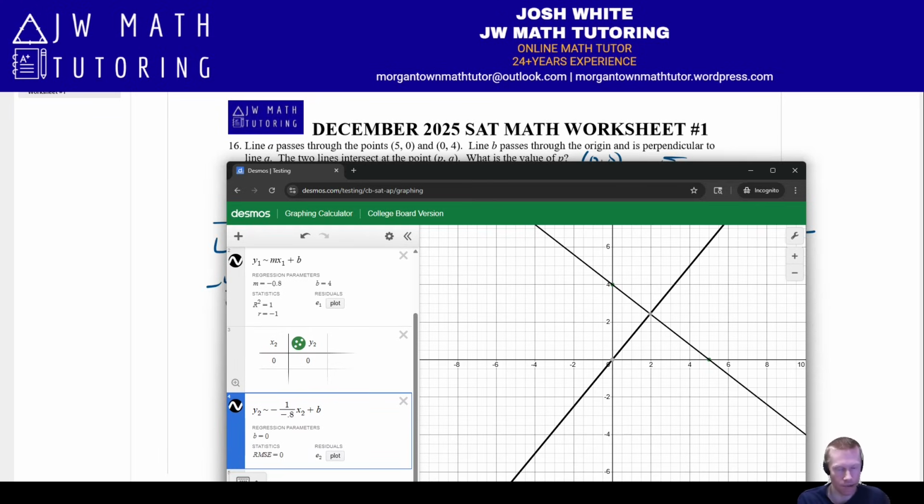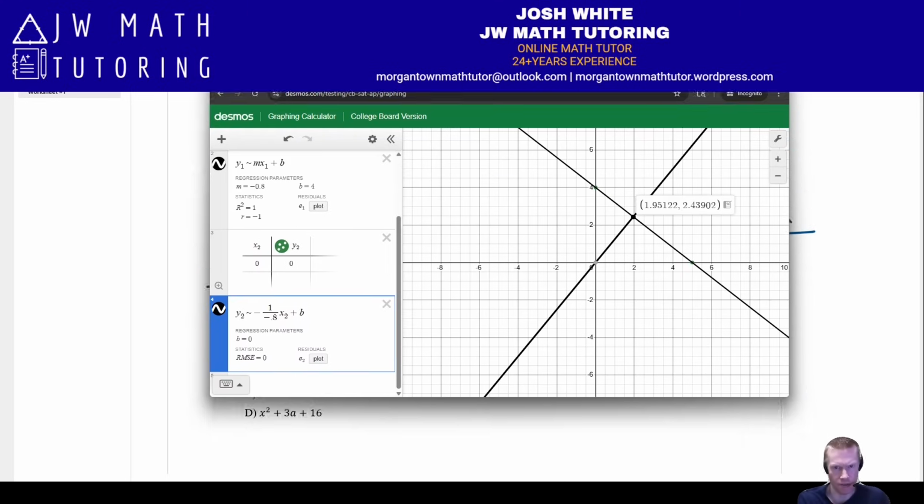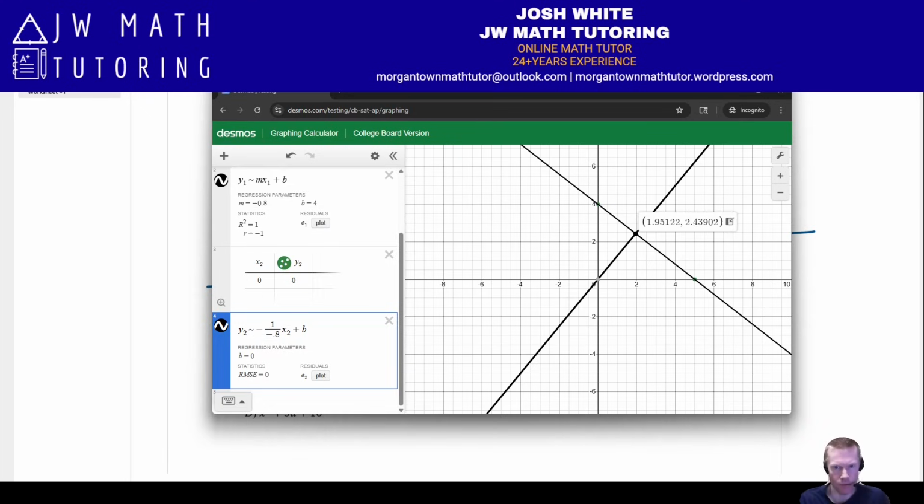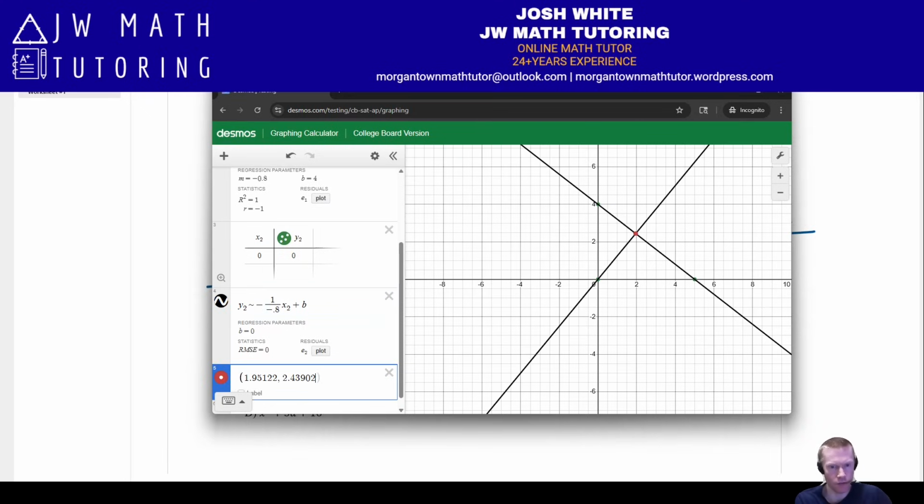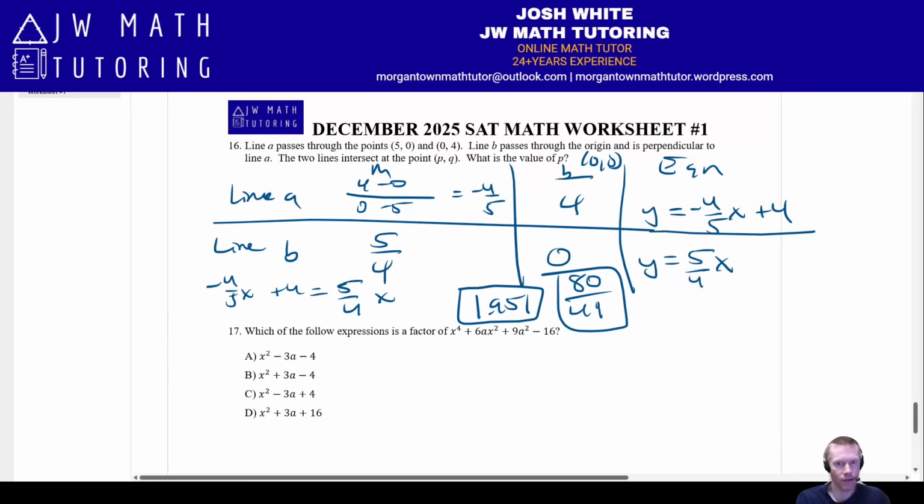There is line B. It's the same color, but all we're concerned with is where do they intersect. Okay, so it's this point right here, and again, I'm only concerned with the x-coordinate value, or letter P in the problem, 1.951. That is your answer. That's how you could do the entire problem in Desmos in about 30 to 45 seconds.